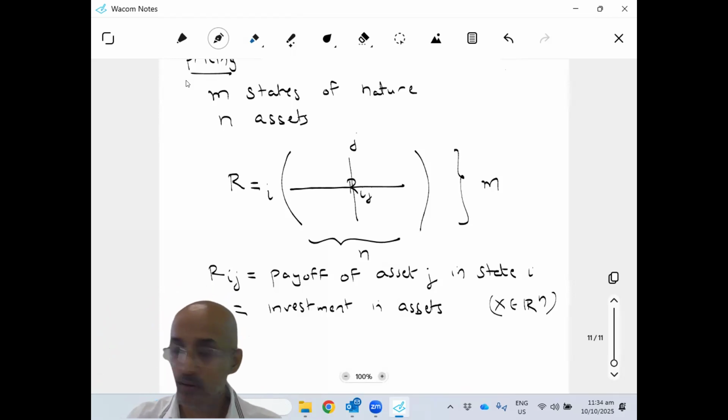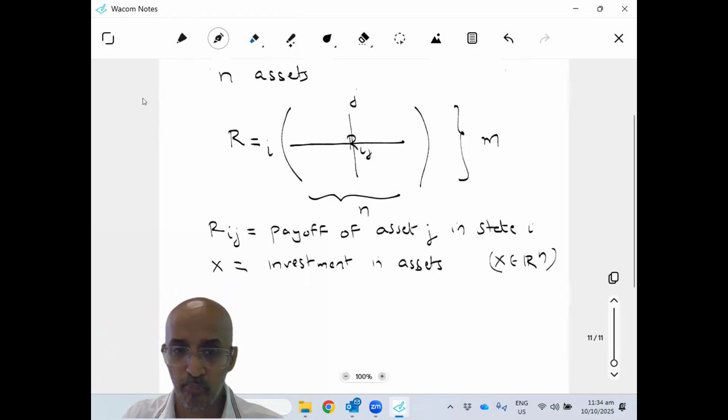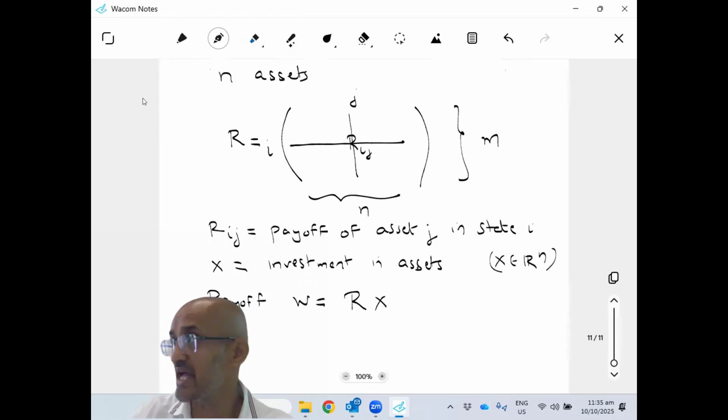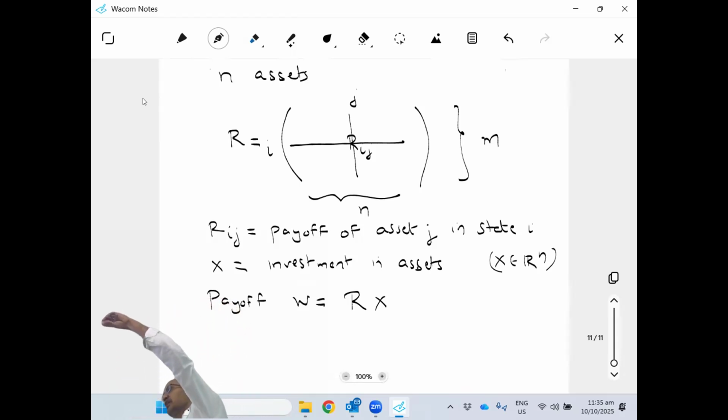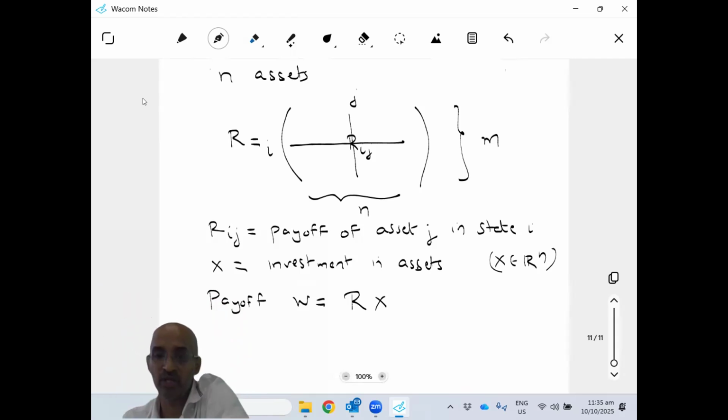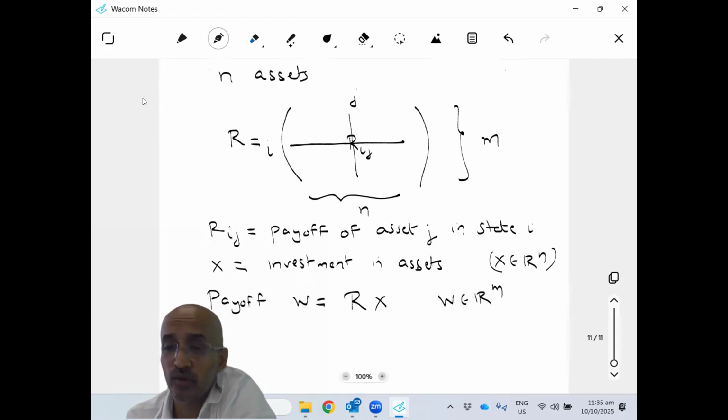What is the payoff? The payoff is a vector w, which is R times x. For every state of nature, you take R and multiply with x. What w tells me is, if the state of nature tomorrow was good, how much would my payoff be if I had bought this set of assets, with such a portfolio? If my state was bad, what would my payoff be? So w here is in Rm.